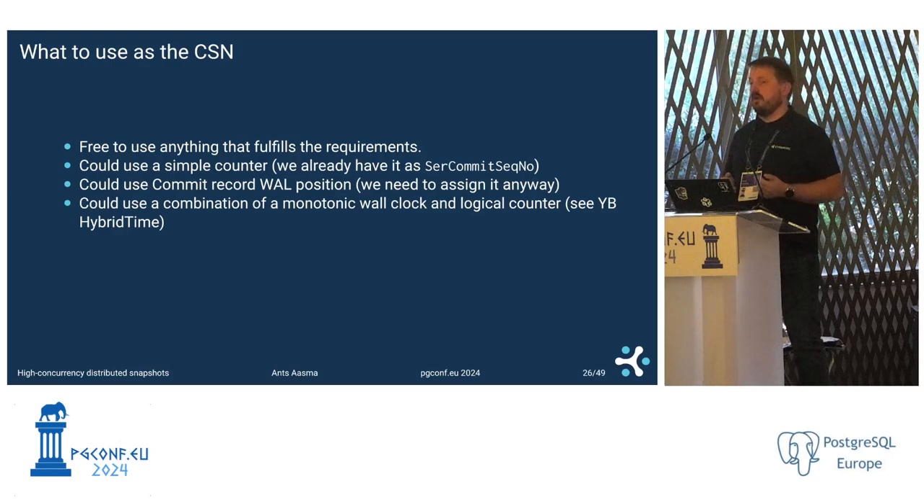So the next question is, which value do we use as this CSN number? The main requirement is that it's monotonically increasing, but there are a few different options that we could use for this number. It doesn't have to be that we use every sequential number, we can skip values easily. So the simplest answer is to use a simple counter. It's very simple and cheap to manage in a single system. And we actually do have this type of counter already to implement serializable transactions.